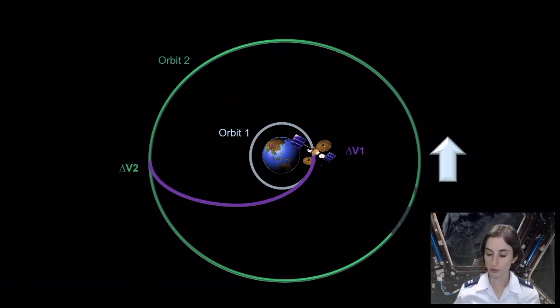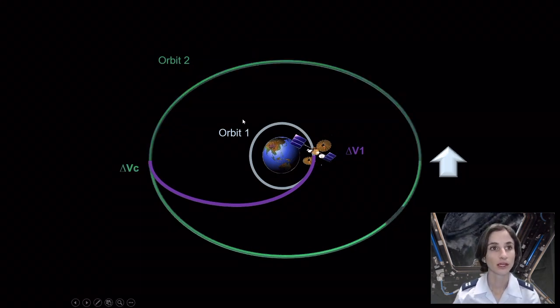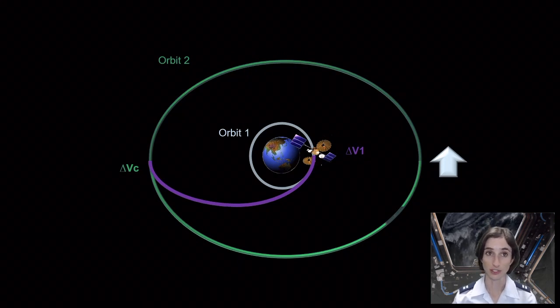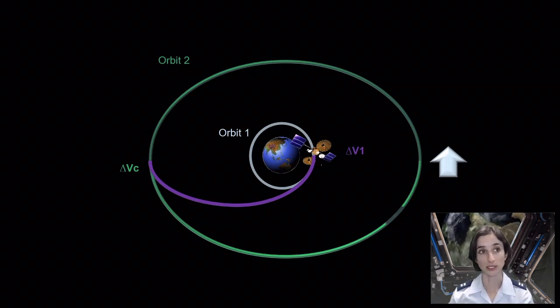But what if orbit 2 is in a different plane than orbit 1? Well, instead of delta V2, we will do a delta VC, where we do delta V2 of the Hohmann transfer and change the plane. In this case, the V initial is the velocity of the satellite at apogee of the transfer orbit, and V final is the velocity of the satellite on orbit 2.